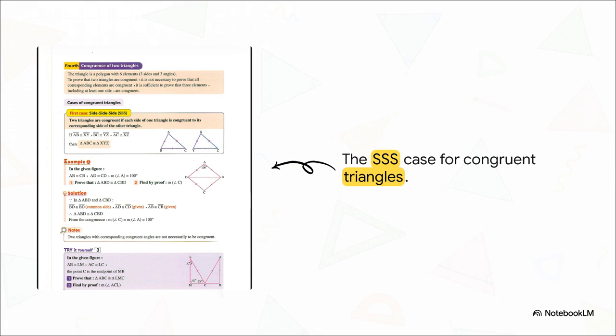Notice those little hash marks on the sides of the triangle shown here? 1 hash mark means those 2 sides match. 2 hash marks mean that pair matches. 3 marks, you guessed it, they match. Since all 3 pairs of corresponding sides are equal, we can conclusively say, without a doubt, that the triangles are congruent.